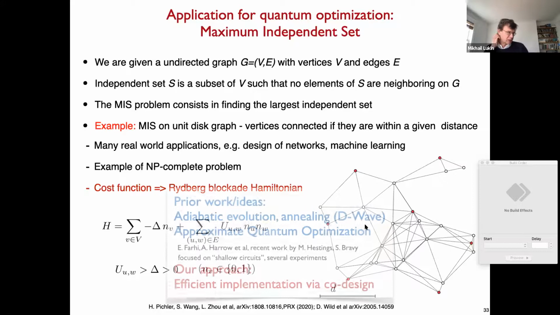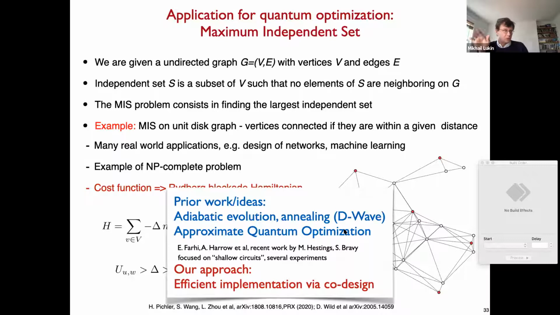So this field of quantum optimization has a long history. There is a lot of work, for example, on quantum annealing, D-Wave. There is the idea of quantum approximate optimization. Basically, our approach is that we can implement all of these algorithms now very efficiently via what's called co-design.